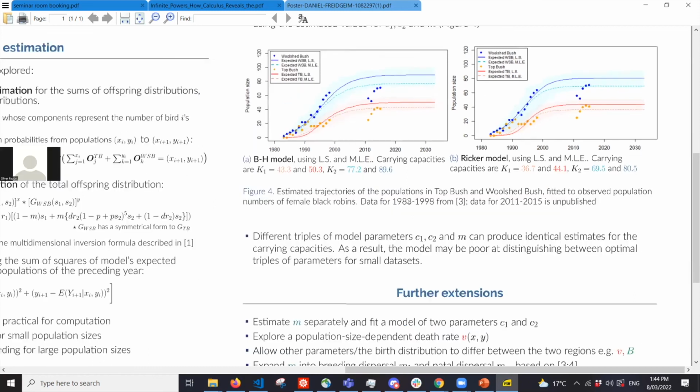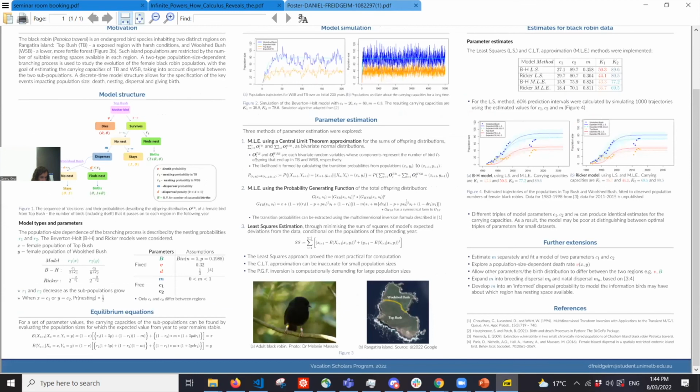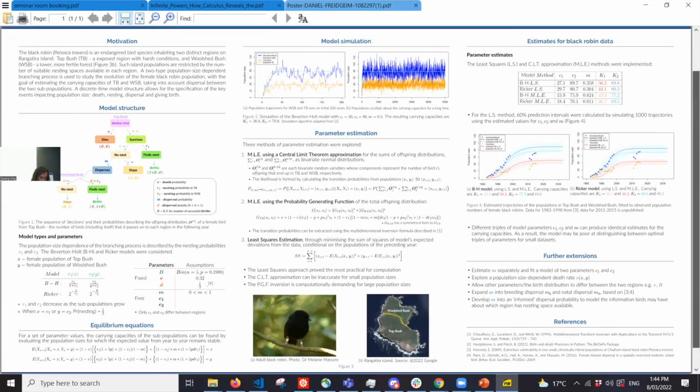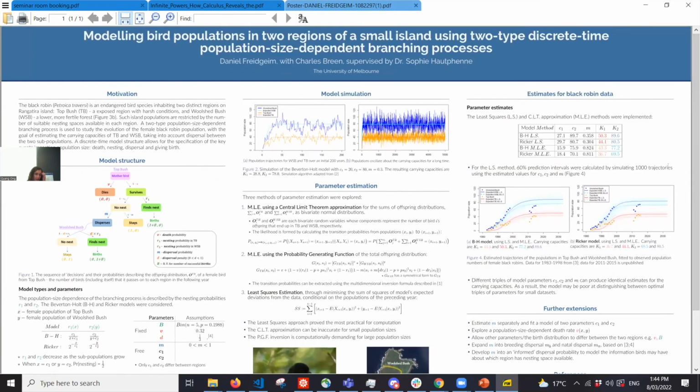Awesome. So throughout the project, I had plenty of help from my supervisor, Dr. Sophie Orphen. I also worked with Charles Breen. He was working on a similar project, but in continuous time. So that's where instead of looking at yearly intervals, you model it as if the bird population is changing continuously, which is actually what's more appropriately going on. There were different results, but both of the models ended up providing some insight. So yeah, that's the presentation.